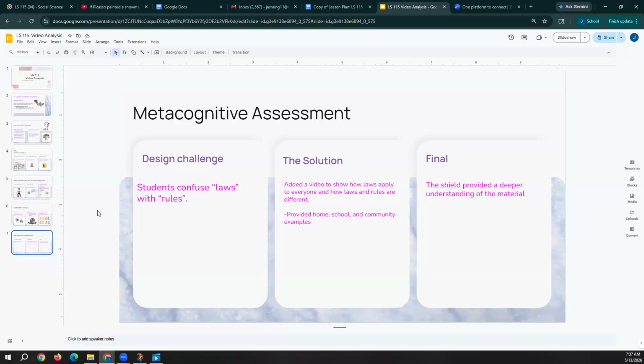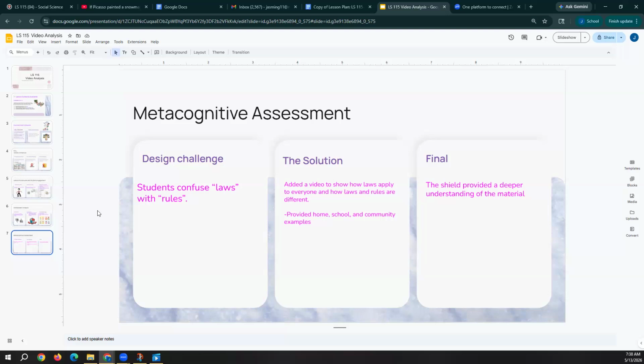And then we have solutions, where I provided videos to show how laws and rules were different, providing examples of the differences. We also provided examples from their home, school, and community, so that they can reflect on what they see already at home and in their community.